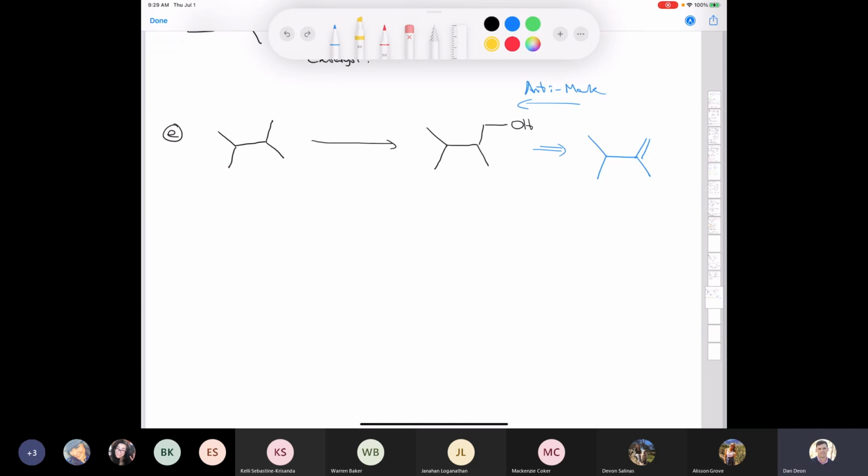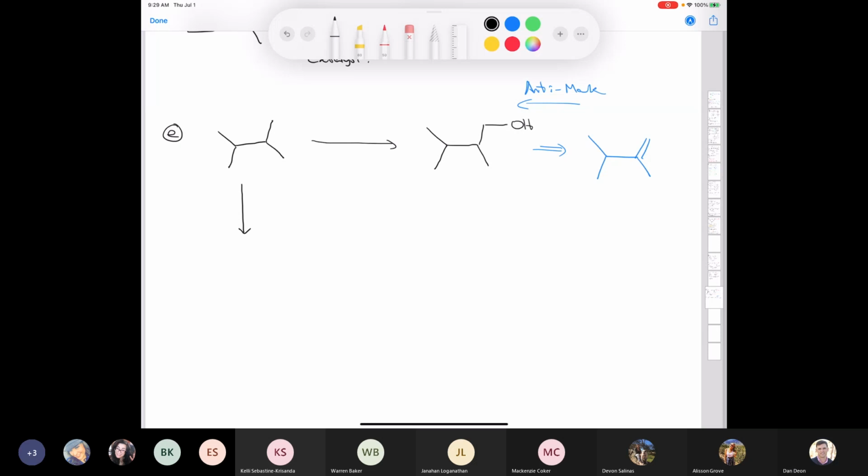Could anybody tell me what that reaction would be? Only one useful reaction, I should say. You could burn it, but that's not very useful. Just making a bunch of carbon dioxide and water wouldn't be super helpful. Could anybody suggest what would be a useful reaction here?